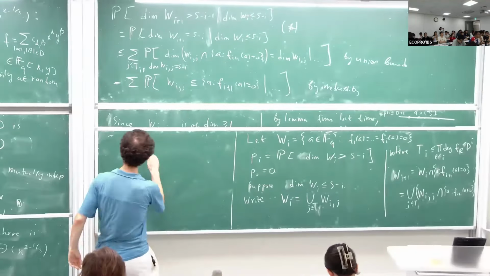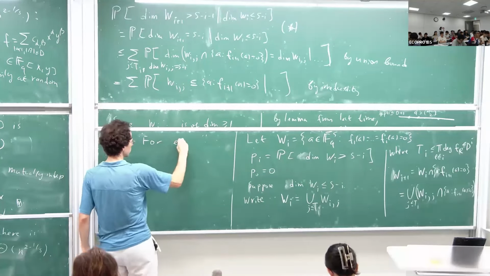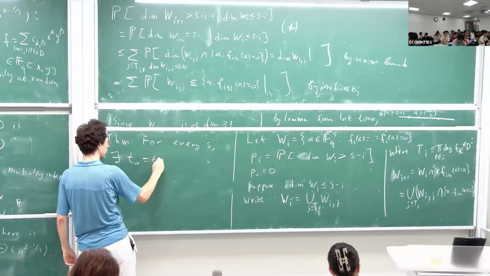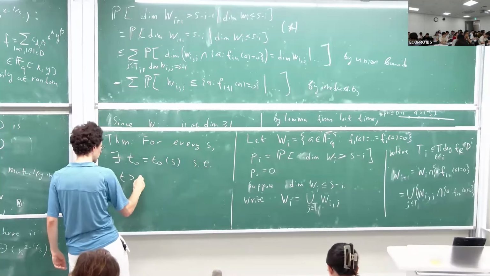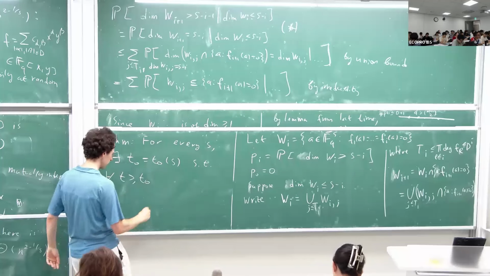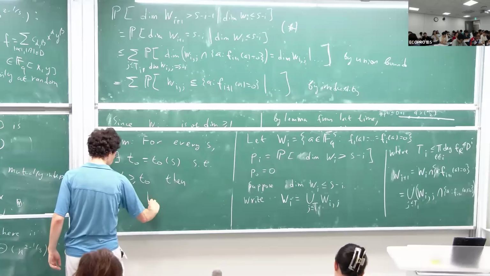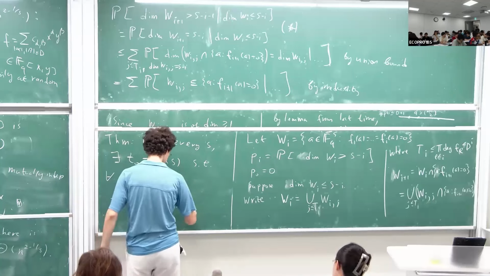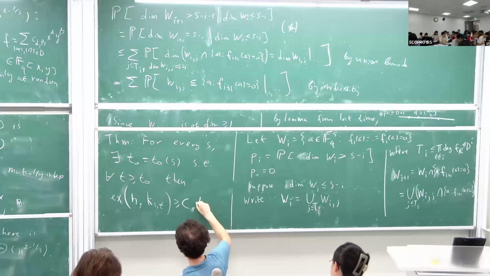So here is another theorem. For every S, there exists some T naught such that if you look at a larger T than this T naught, then the extremal number of K_{S,T} is bigger than some constant depending just on S times T to the power 1 over S, and to the power 1.